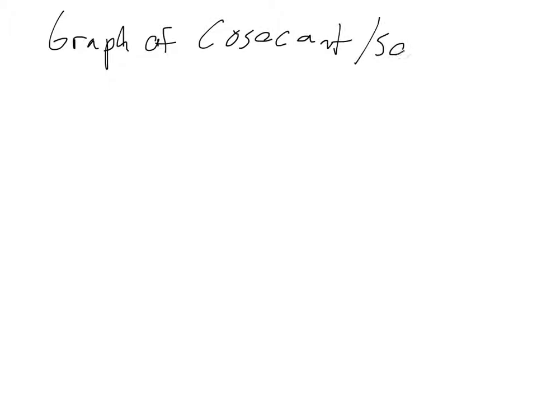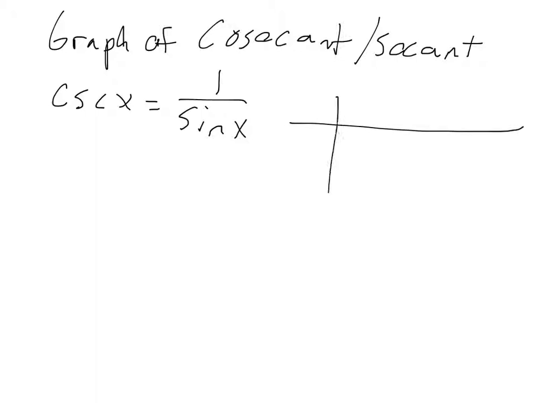All right. So today we've already talked about tangent and cotangent. Today we're going to talk about secant and cosecant. So, for instance, let's just start with cosecant, the graph of cosecant and secant. Right, so cosecant is just equal to 1 over sine x. So we can sort of make a chart to figure out what cosecant is going to be equal to.